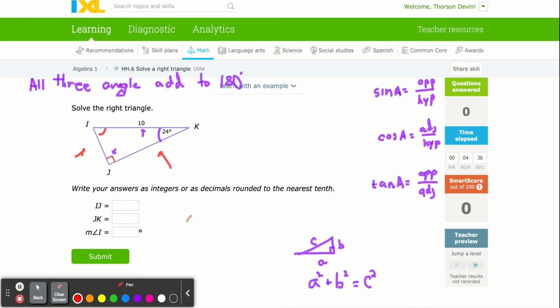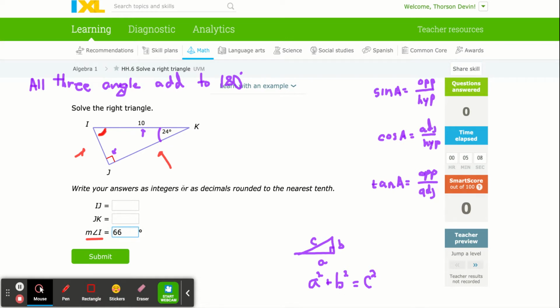So let's find those. It's easy to find the missing angle if they give us the one angle measure and we know the right angle, because all three must add up to 180. Or even better, these two must add up to 90. So to find the measure of angle I, which is this bottom one here, the measure of angle I is just going to be 90 minus the angle we know, 24. So just grab a calculator. 90 minus 24 tells us that that angle measure is 66.